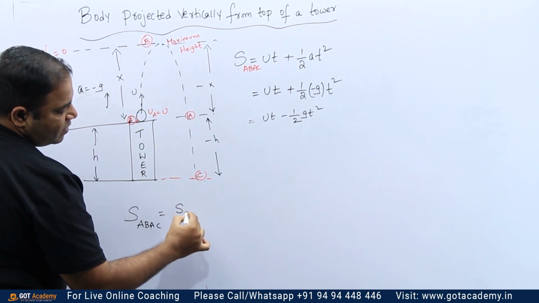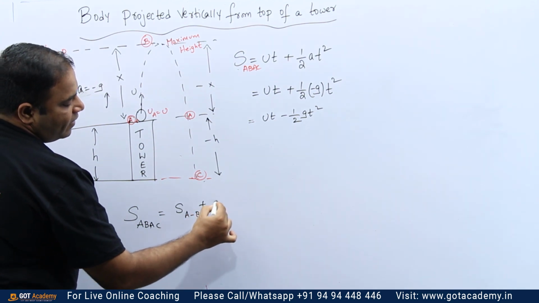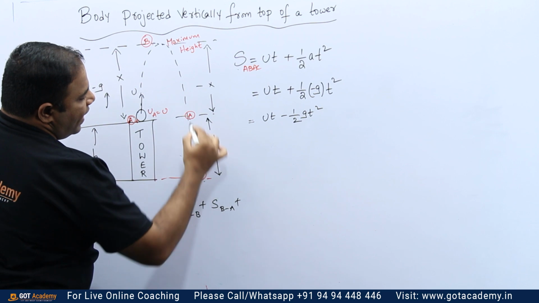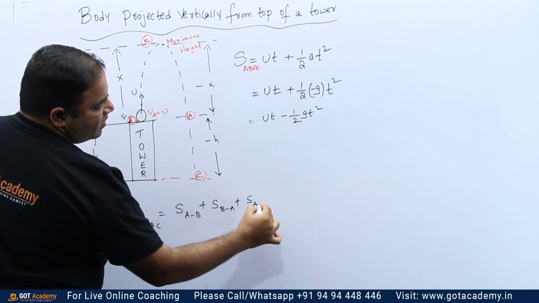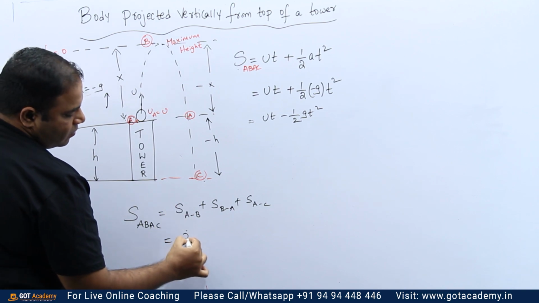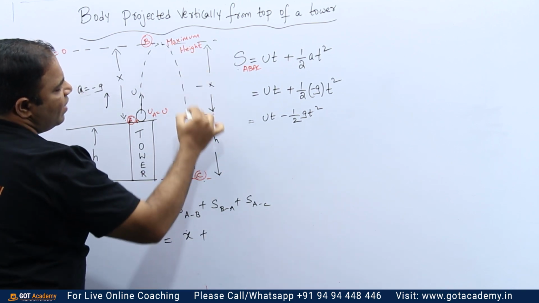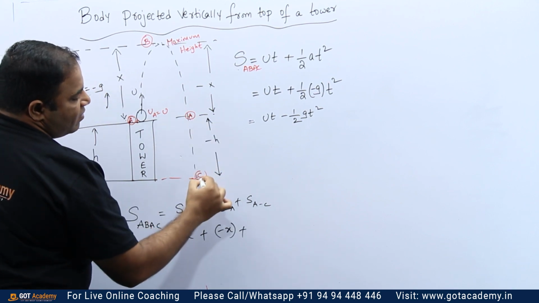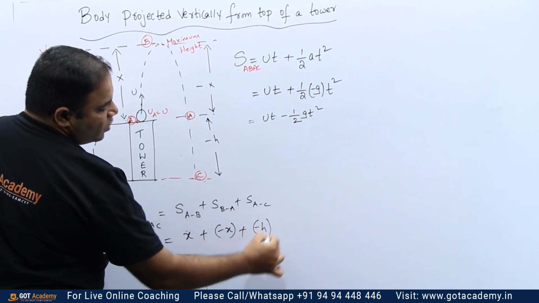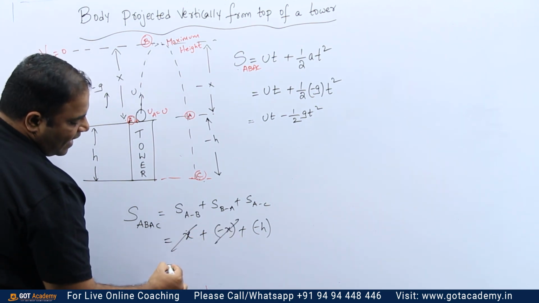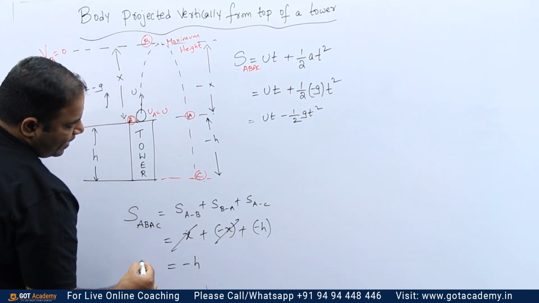So first, distance from A to B, and then from B again to A, and then from A to C. From A to B it is x. From B to A it is minus x. From A to C it is minus h. So this is what I have to take. So plus x minus x is cancelled. Now the answer is minus h.